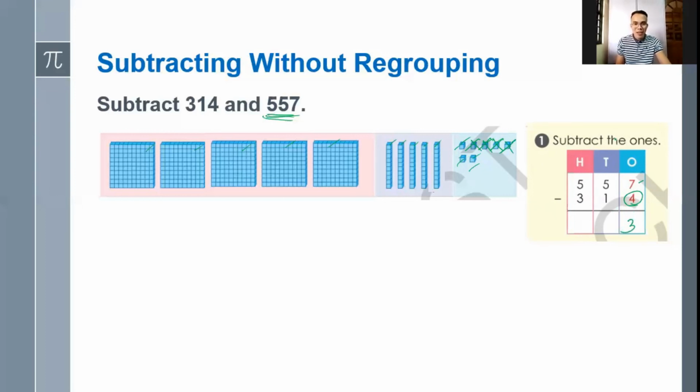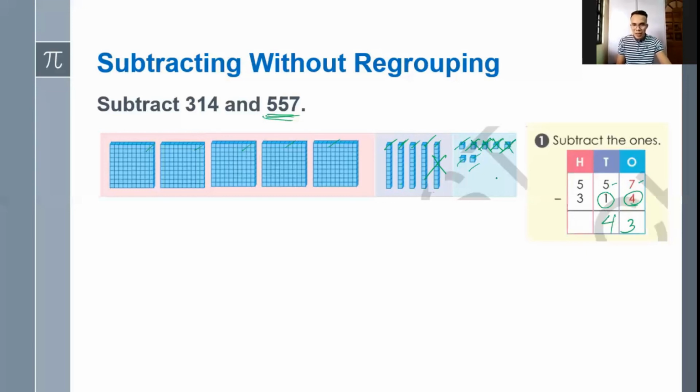Okay? Now let's proceed to the tens. There are 5 tens, and you're going to take away 1 ten. In other words, we're just going to cross out 1 ten in the group of tens. So we are going to cross out 1 ten and count the remaining number of tens in this group. We have 1, 2, 3, 4. So 5 tens minus 1 ten is 4 tens.